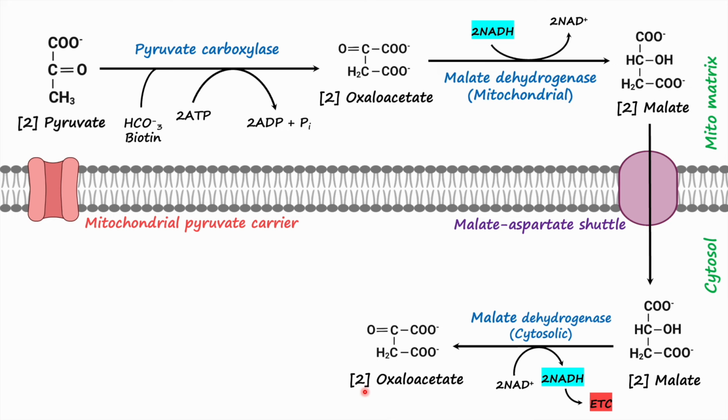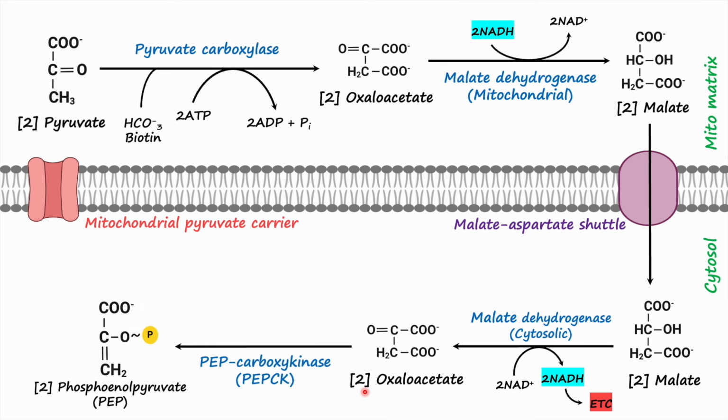Now oxaloacetate from here is then converted into phosphoenolpyruvate with the help of phosphoenolpyruvate carboxykinase, or PEPCK enzyme, and it also requires GTP and releases carbon dioxide. So these are the two steps, where the first step is the carboxylation of pyruvate to oxaloacetate, and the second is how oxaloacetate is converted into phosphoenolpyruvate.